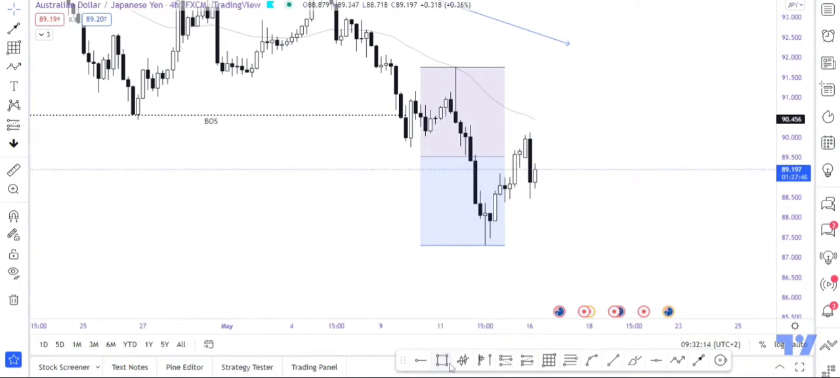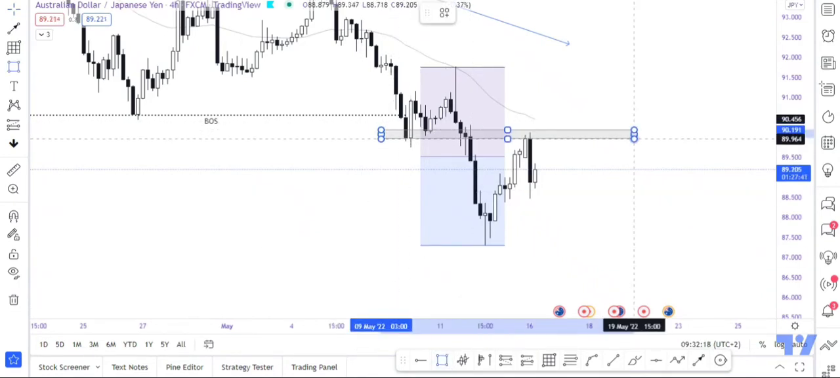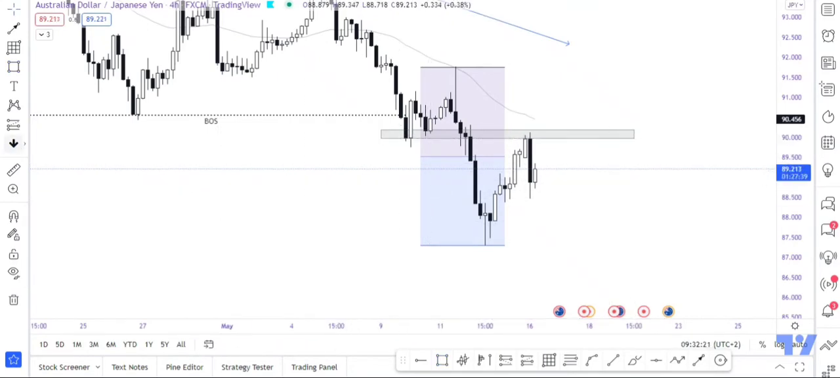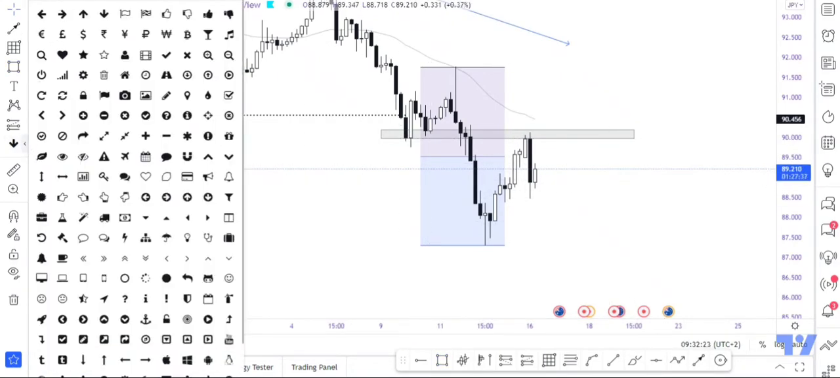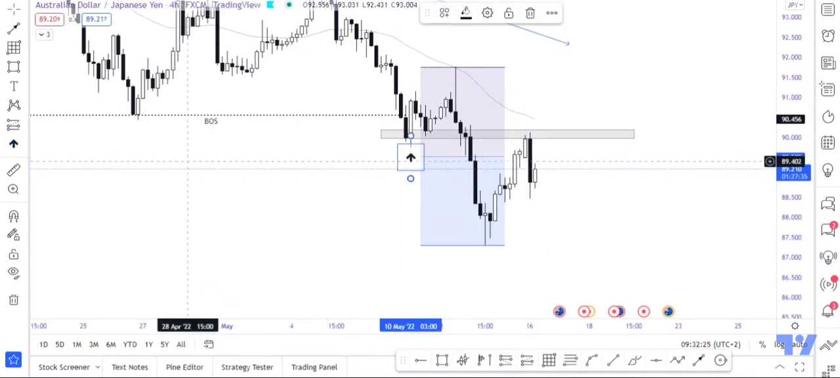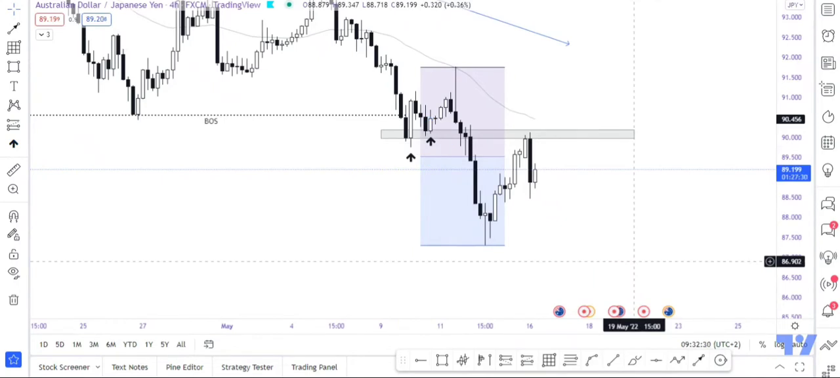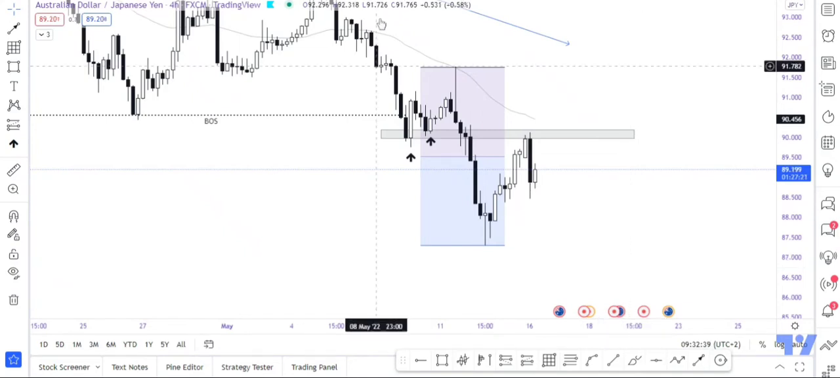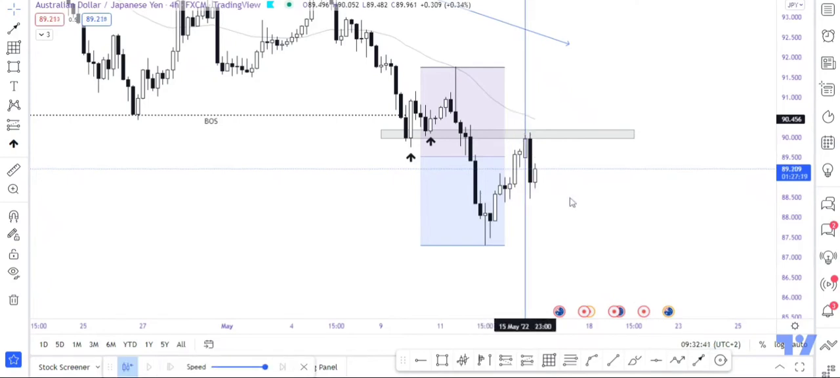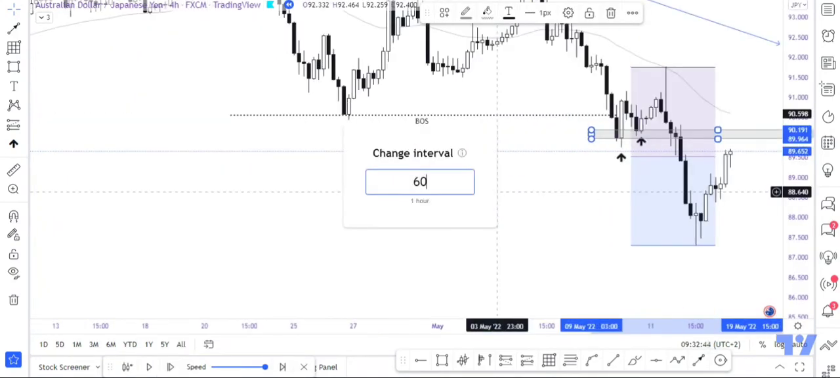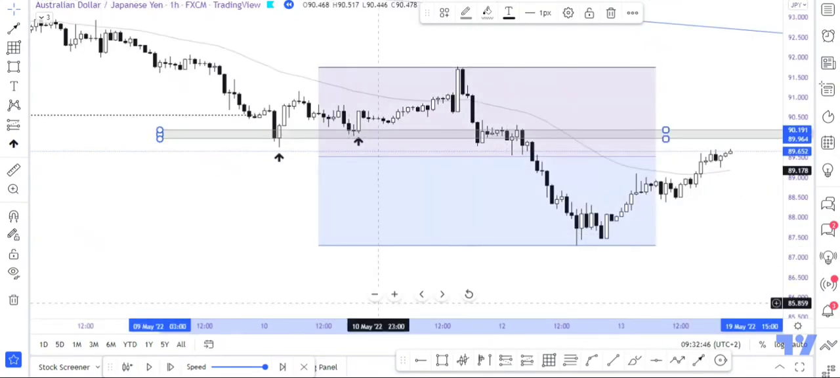So I'm going to map out this level right here as an area of interest. Why is this my area of interest? Well, because we had support from here, we had support here, and so we expect the price is going to retrace back into this level, act as resistance, and then we're going to take a sell from this level to the downside. So moving on to the 1 hour time frame, which is our entry time frame, where we could take the sell from.